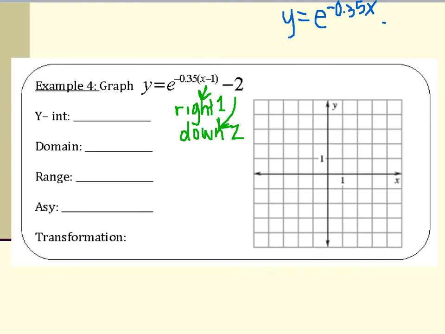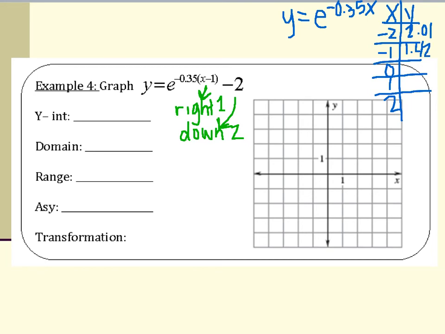So let's make our table. I'm going to make it right up here. That's -2, -1, 0, 1, and 2. So if I plug -2 in, I get 2.01. If I plug -1 in, I get 1.42. If I plug 0 in, I get 1, which we can tell because that would be our a for this function. If you plug 1 in, you get 70 hundredths. And if you plug 2 in, you get 50 hundredths.